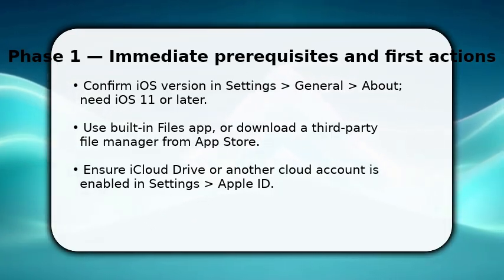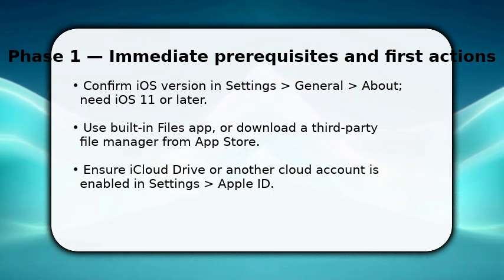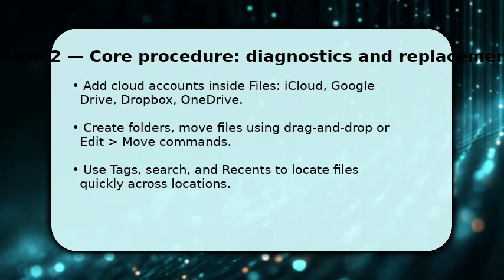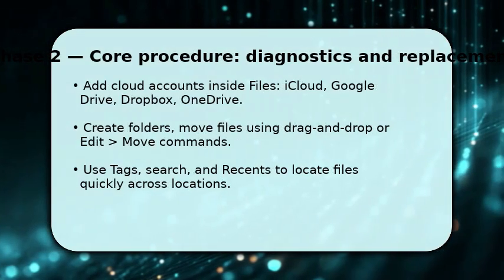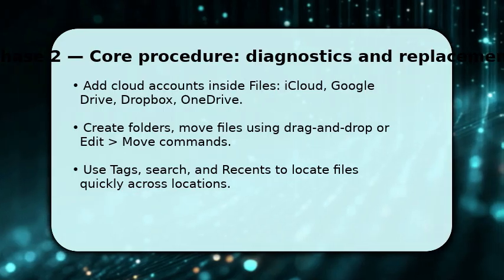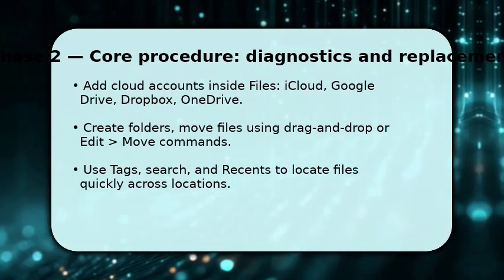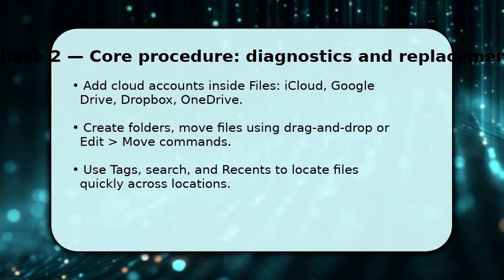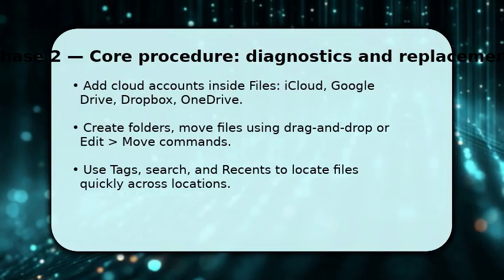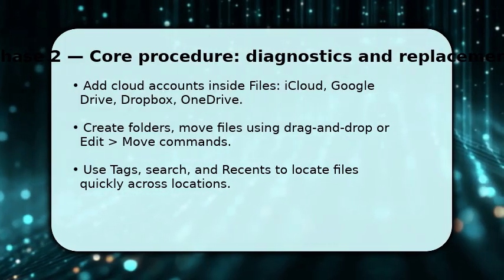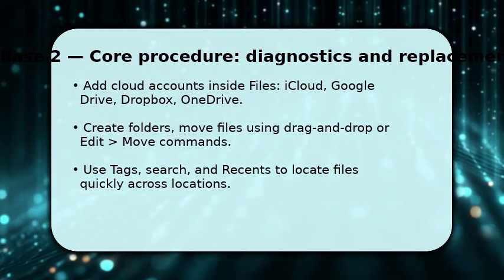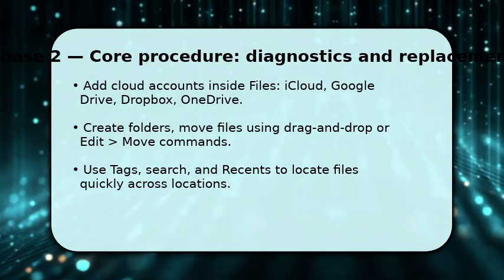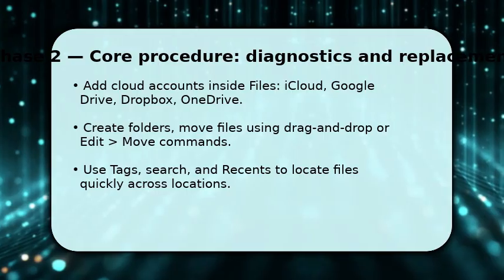Now you connect services and organize. Open Files, tap Browse, then Edit to enable connected cloud providers. Add Google Drive or Dropbox if needed. Once enabled, tap a cloud location and create folders for structure. Drag and drop files, or use Edit Move to place items where they belong. Use tags to color code important documents and rely on search and recents when you need something fast. This step makes file locations predictable.